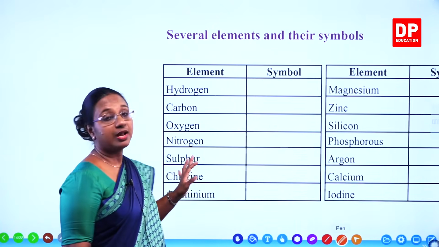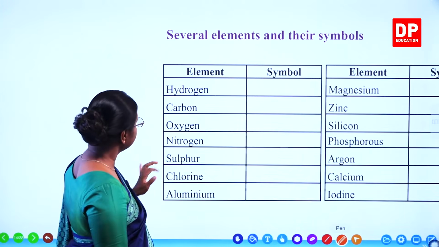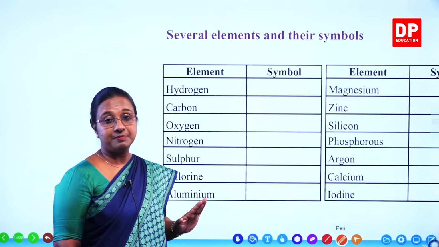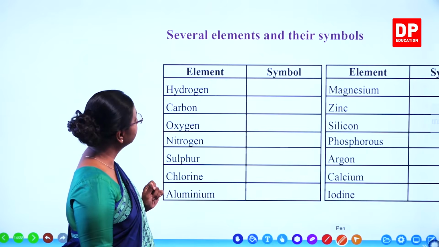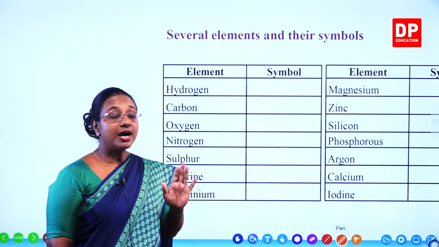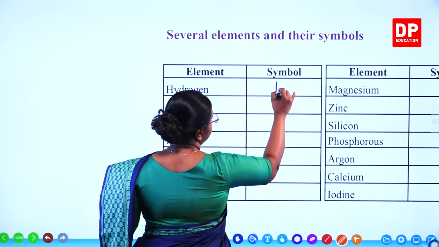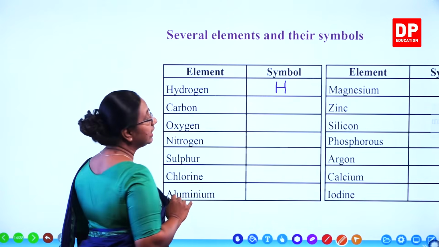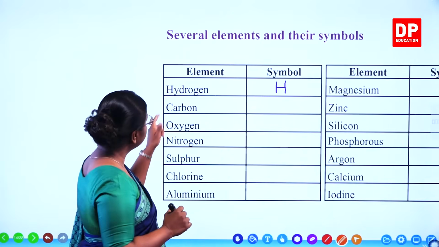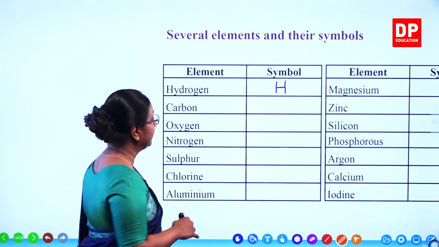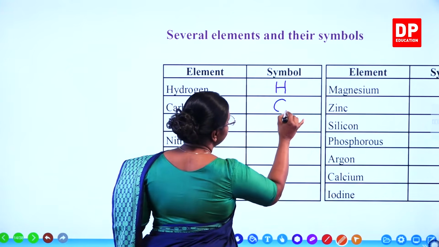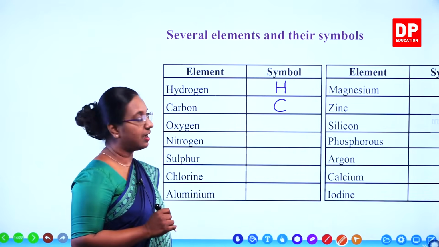So we will try to write down the symbols here again, element and symbol. What is the first one? It is hydrogen. So hydrogen, just one letter, H. It has to be capital H. It's the English name as well. Then carbon. You're familiar with that? English name, one letter, capital C, carbon.